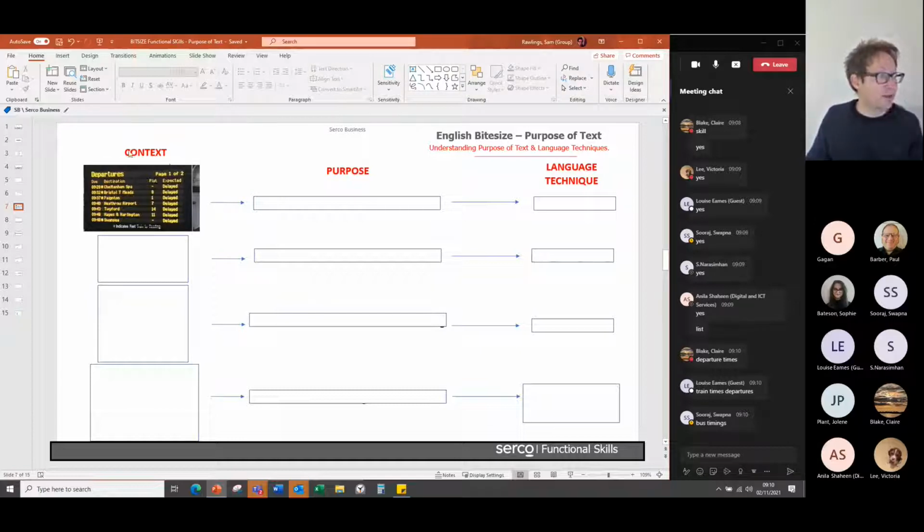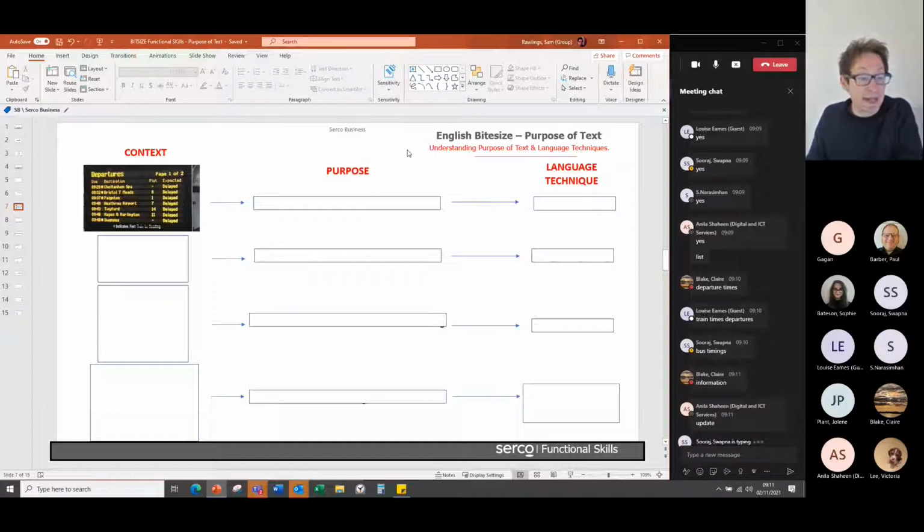Good. So that's the context. So context means what is it? What are we looking at? And this is a train timetable. So what is the purpose of this? So what is the point of a train timetable? What job does it do? It gives you information. Exactly.